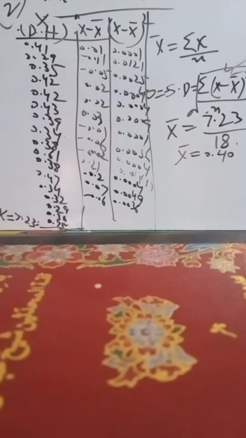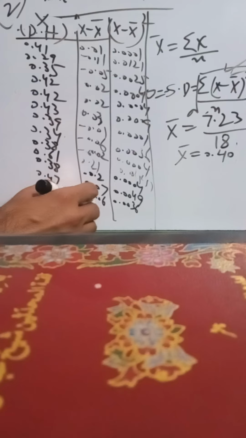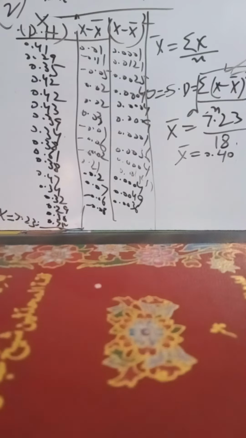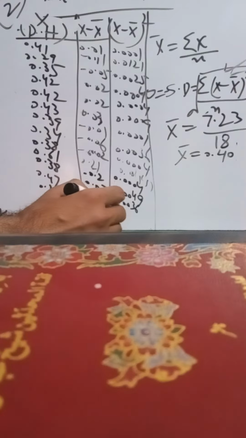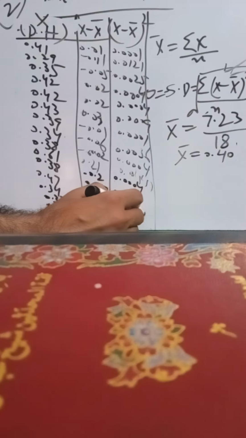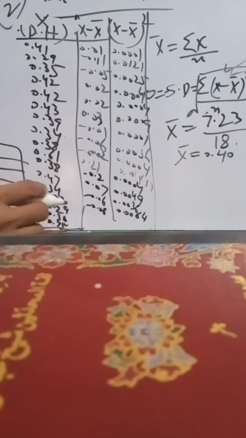Then 0.32, the answer was 0.08, and 0.08's square is 0.0064. Then we got other values. We will now have less space, that's why I'm just writing these answers over there to get our calculation right. For example, this value, this value, this value.